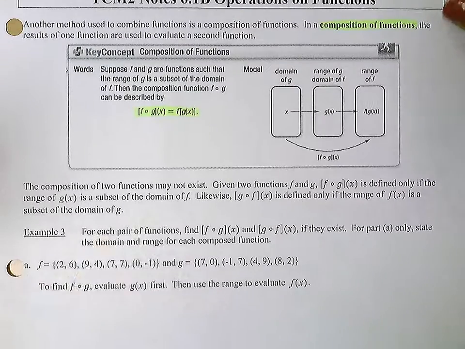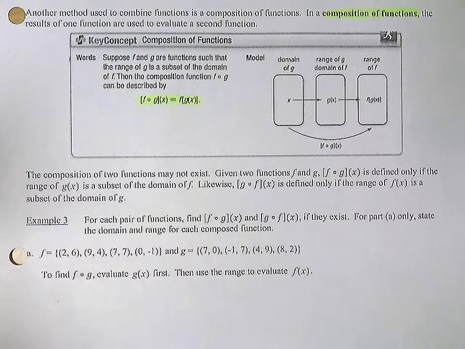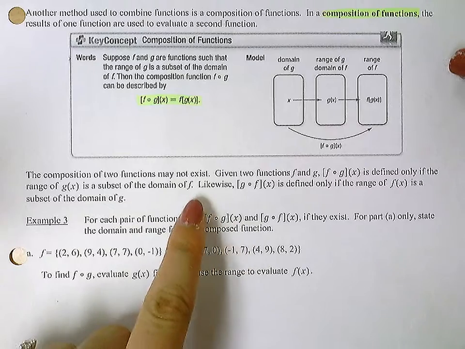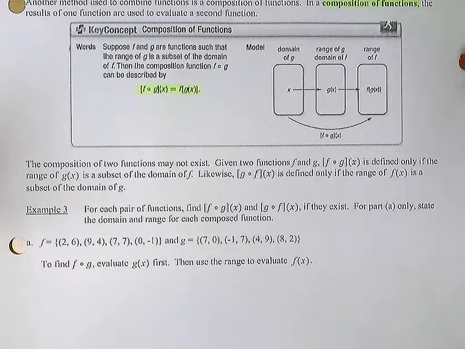So the composition of two functions may not exist. You may have no solution. Given two functions f and g, f of g of x is defined only if the range of g of x is a subset of the domain of f. Likewise with g of f. So you can find both f of g and g of f.